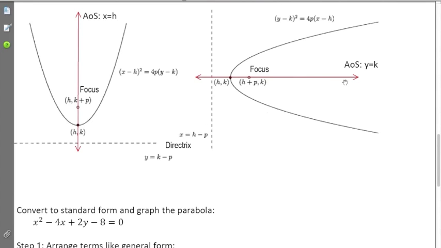Here we go. We are looking at your basic parabolas. Now I've put one of each type. I did not put the negative versions, but you get the idea. They would just simply be reflections.